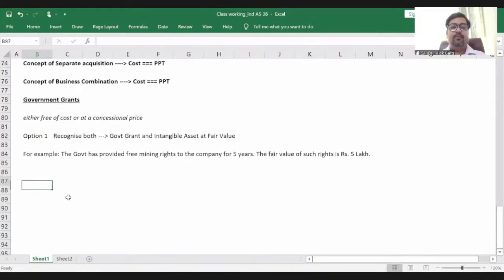So what is the accounting entry? The accounting entry would be: mining rights, intangible asset account debit, to deferred government grant, as a liability, 5 lakh.